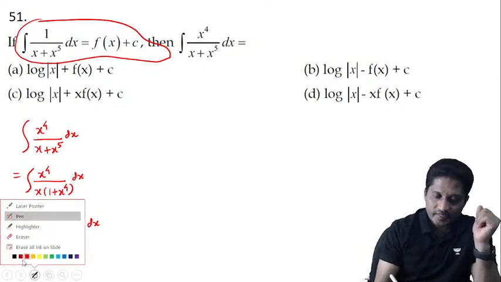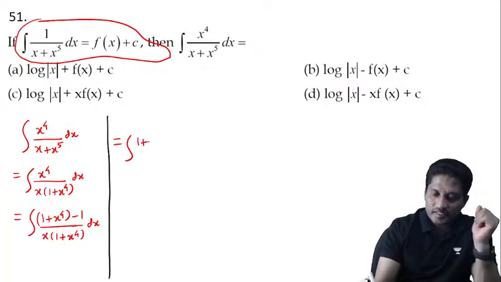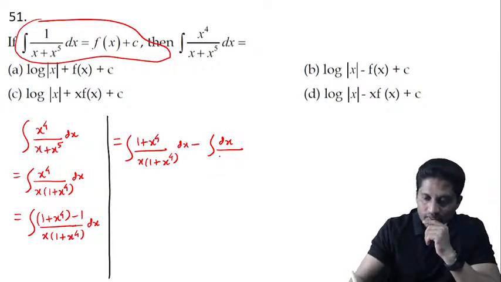Right, now if I separate them, this is equal to integration of (1 plus x to the power of 4) divided by x into (1 plus x power 4). Okay, and then integration dx divided by x into x to the power of x into 1 plus x power 4.